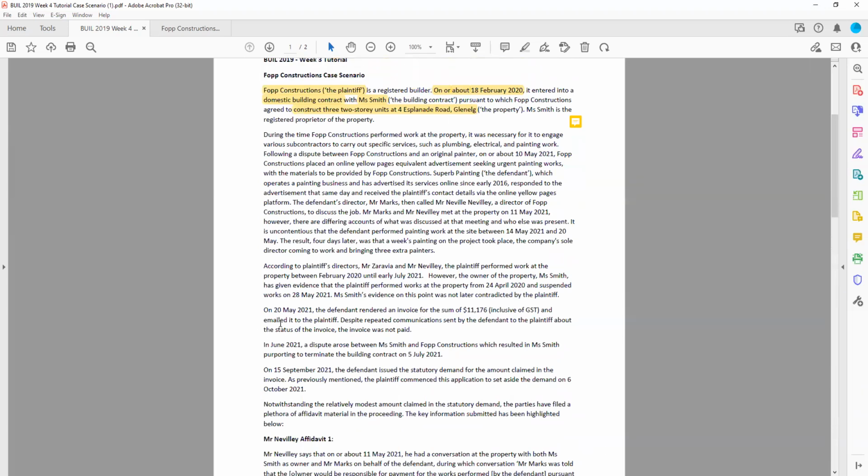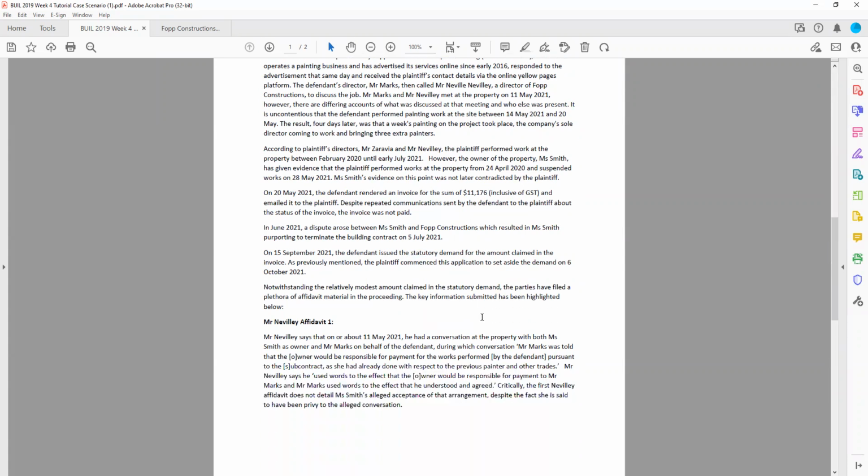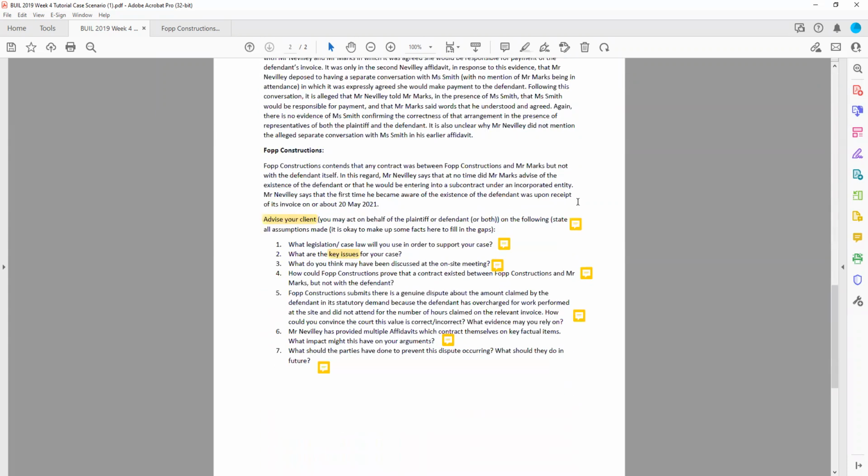And make sure that you're referring to facts like dates, dollar values, when the dispute arose. Well, was that a verbal conversation? Was there anyone else on site who heard it? We know the statutory demands. So when we've gone through and highlighted our key items, we want to be referring to those key facts as much as possible when answering our questions. Because if we refer to the facts, it shows we've read and understood the problem question.